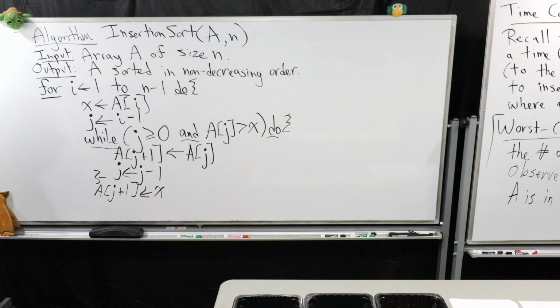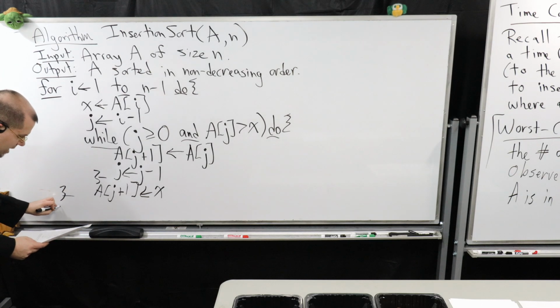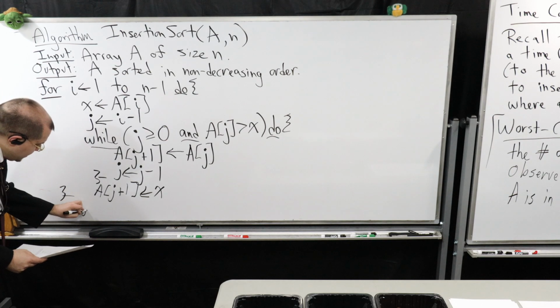So keep in mind, remember, we're looking at the sorting problem right now. There's no key involved here. We're just sorting an array. Then this would end the for loop. And then I simply return A at the end.